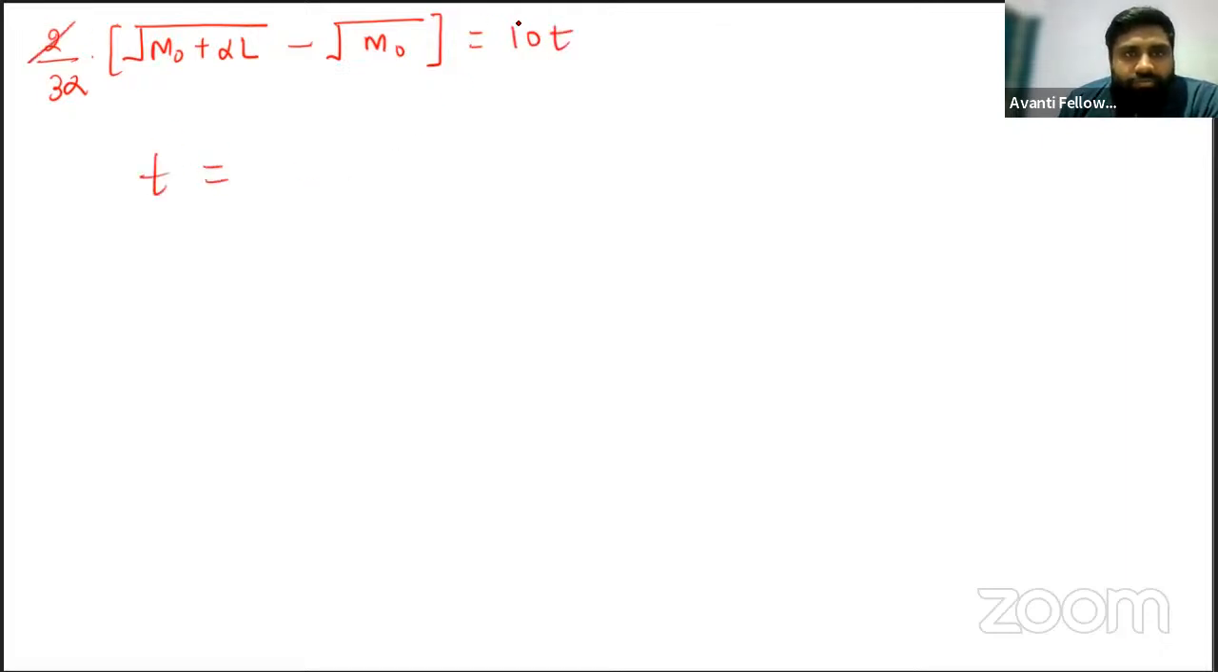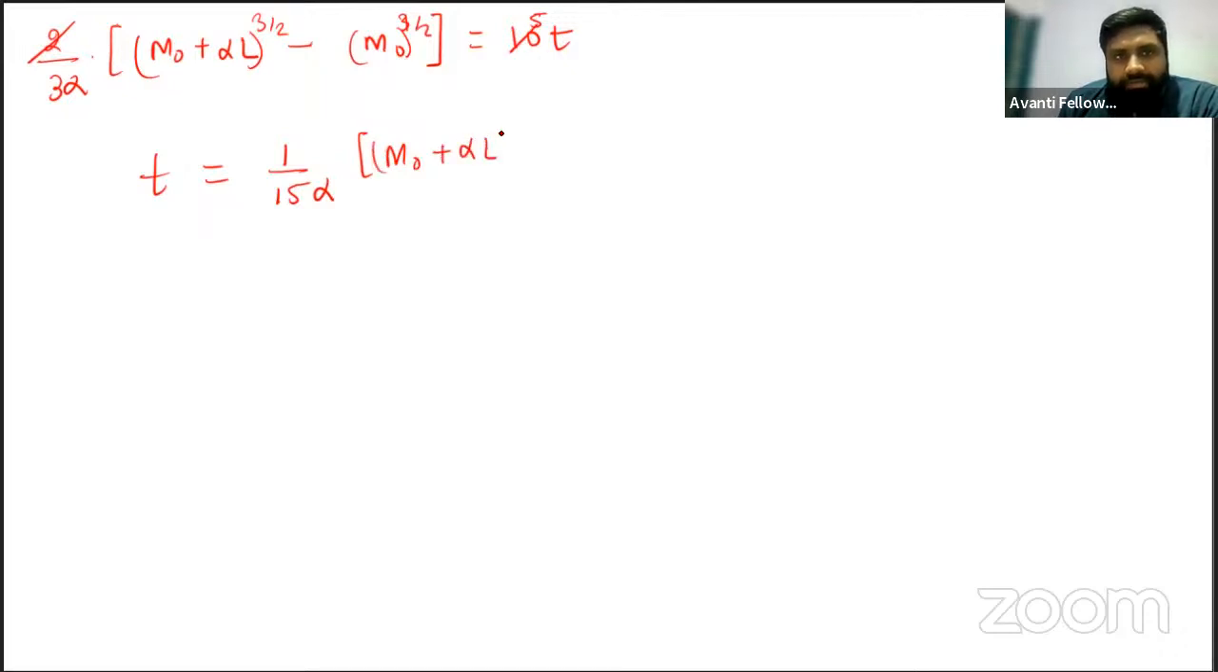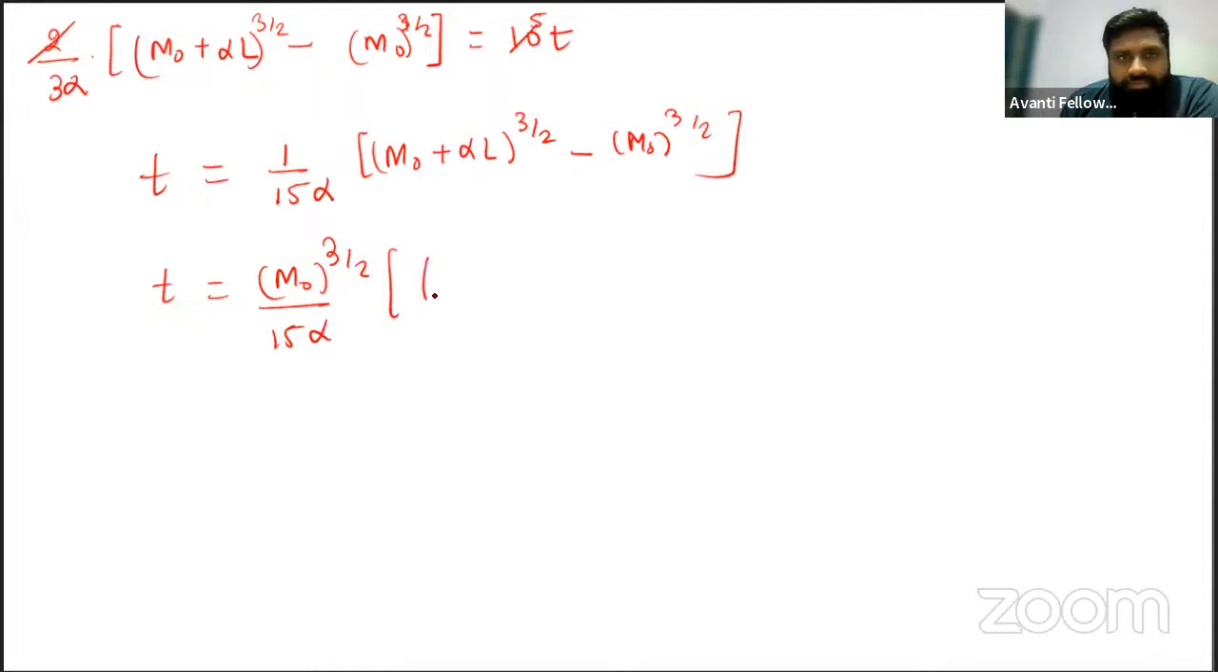So time here, you will take 2 5s are 10. Time will be 1 upon 15 alpha, and this is not square root actually, it is raised to the power 3 by 2, m naught plus alpha L raised to the power 3 by 2 minus m naught raised to the power 3 by 2. What you can do, you can take this m naught common. The time will become m naught raised to the power 3 by 2 divided by 15 alpha, and this will become 1 plus alpha L upon m naught, raised to the power 3 by 2, minus 1.